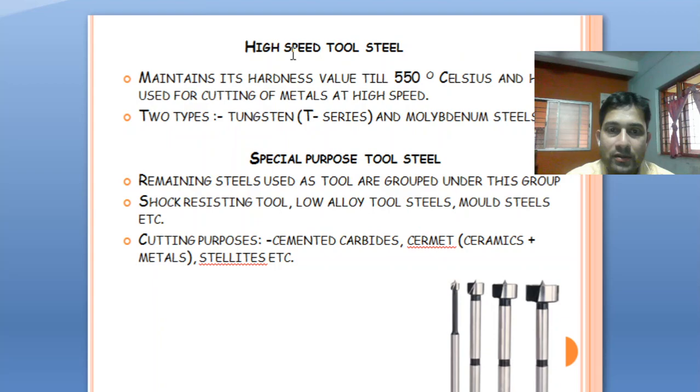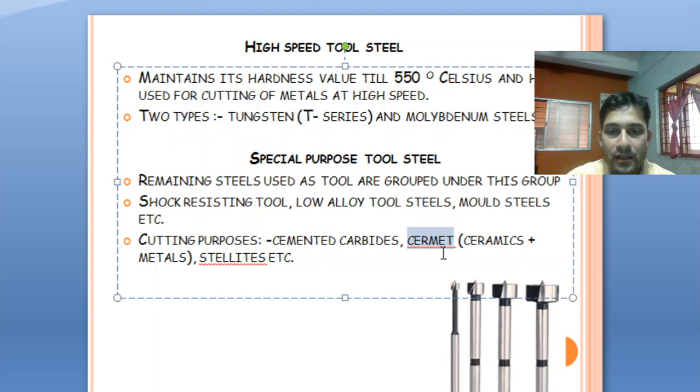Some examples of special purpose tool steels are cemented carbides and cermets. This is an important type of tool material which is a combination of two materials. One is ceramics, CER means ceramics, and the other one is MET, MET means metals. So it is a combination of two materials, that is ceramics and metals. I would like to ask all the students to go and explore a few more details about this type of material, that is cermet, which is a combination of ceramics and metals. Similarly, there is one more type of special tool steel called stellites, which is also quite famous in industries, right? So these are the different types of tool steels which are used.